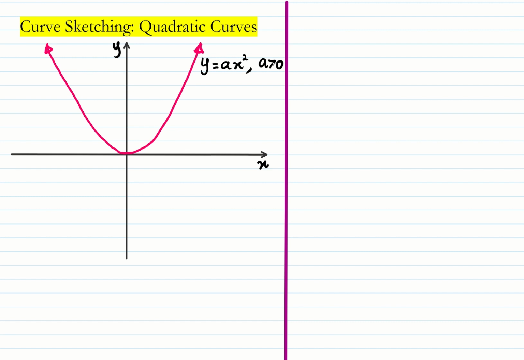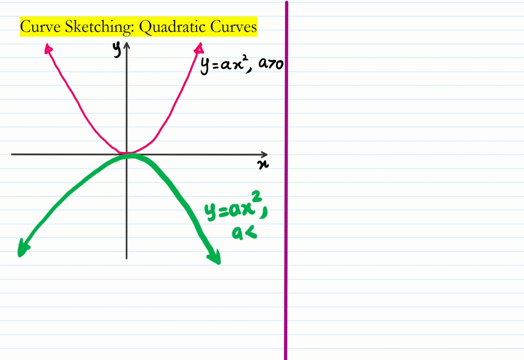What if a were negative? What you have will just be a flip in the x-axis. So it's going to be a reflection in the x-axis, basically, and this is what it's going to look like. If you've done anything like transformations before, this is a reflection in the x-axis. So this one represents every y equals ax squared, where a is negative.